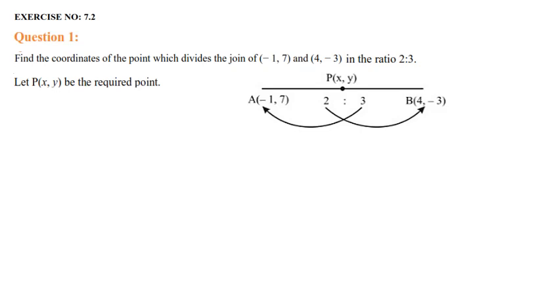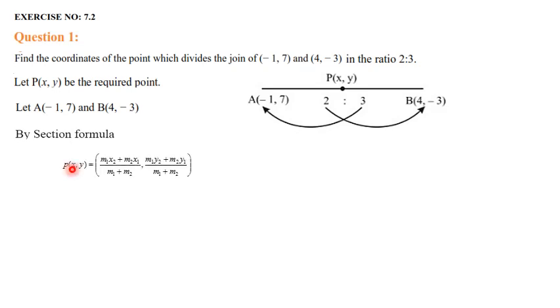Let's go for the assumptions. Let P(x, y) be the required point, and we have to assign A (-1, 7) and B (4, -3). Then it is a direct question and we have to calculate the coordinates of x and y. We have to use the section formula. Section formula says P(x, y) is equal to: x coordinate is (m1 x2 + m2 x1) divided by (m1 + m2). Y coordinate is (m1 y2 + m2 y1) divided by (m1 + m2). So we need all m1, m2, x1, x2, y1, y2 and all these things. So let's sort it out.